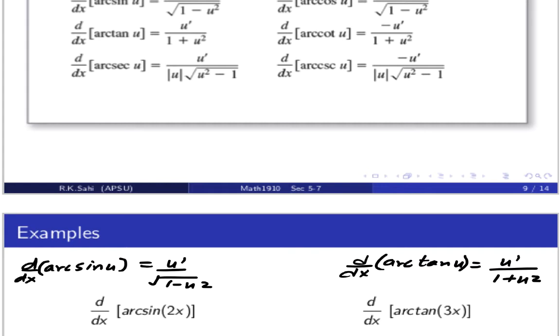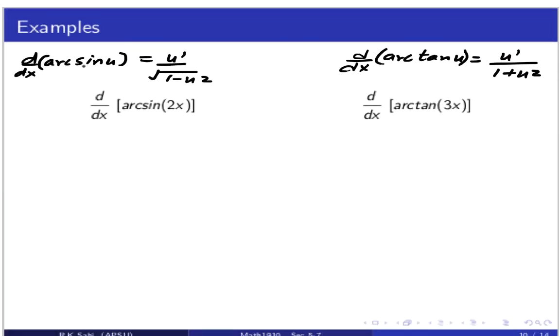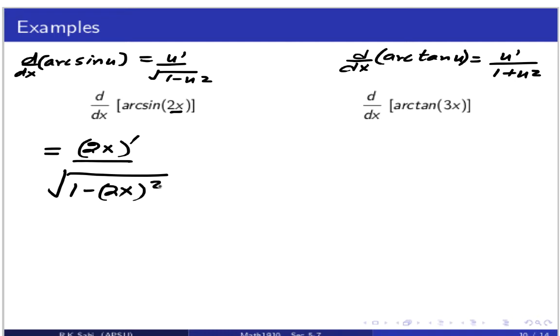So now let's go ahead and apply this to the problem. Now, arc sine u. What is my u? My u is 2x. And then just go ahead and apply the right-hand side. So this is going to be u prime, that means 2x prime differential, over square root 1 minus 2x the square. And just now solve, which is 2 over square root 1 minus 4x squared. And you're done.